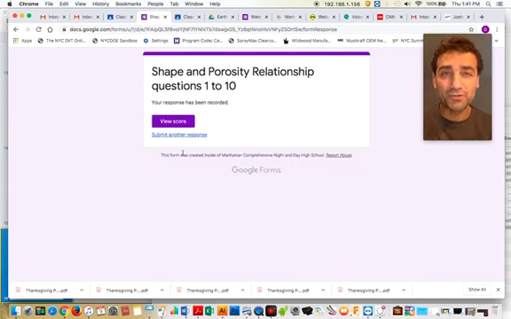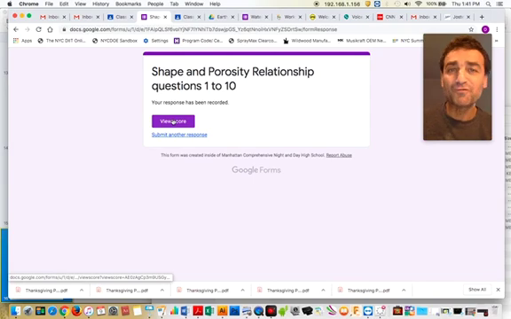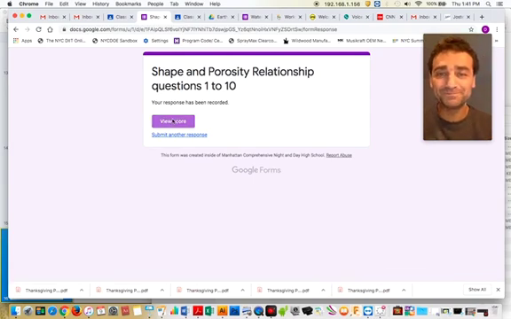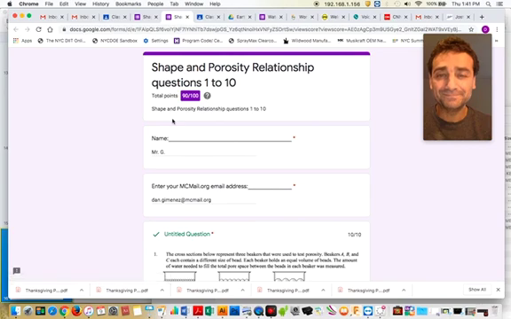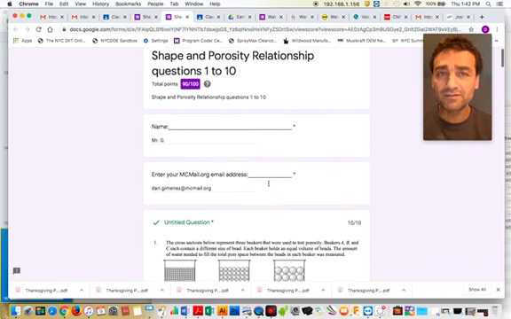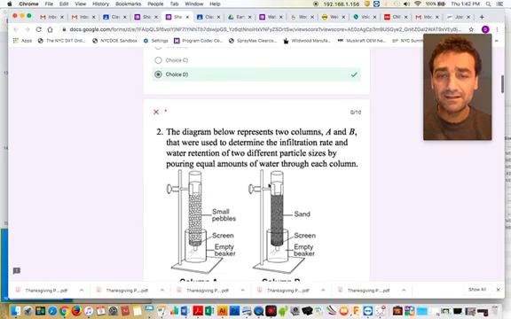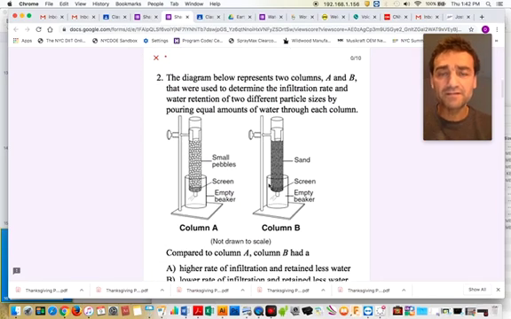Let's view my score. I'm nervous. I hope I didn't get any wrong. 90. Uh-oh. Where did I make a mistake? Let's take a look. I must have made a mistake someplace. Well, right here. It says the diagram below represents two columns, A and B, that we use to determine the infiltration rate of water retention of two different particle sizes by pouring equal amounts of water through each column.